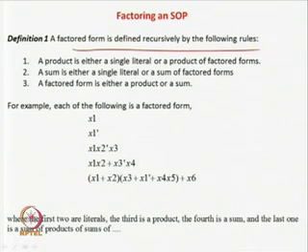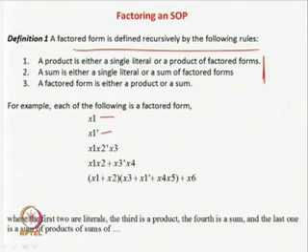Now a factored form can be defined in the following way. A product is either a single literal or a product of factored forms, that is very obvious. A sum is either a single literal or a sum of factored forms. A factored form is either a product or a sum. So using these 3 rules, you can find out what is a factored form. So for example, this is a single literal, it is a factored form. This is again a single literal, it is a factored form.